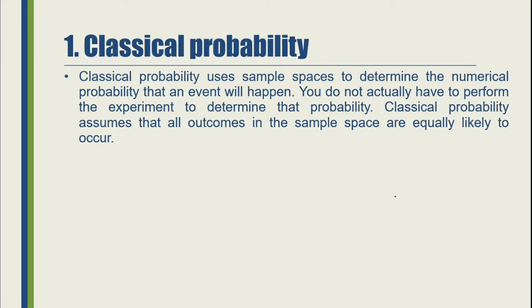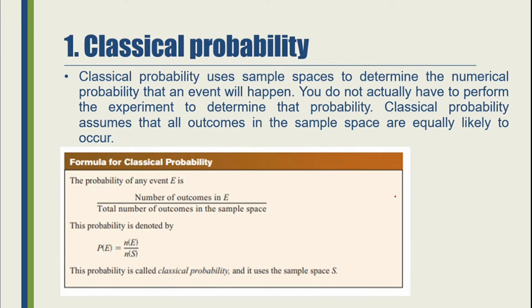When I talk about classical probability, it uses sample spaces to determine the numerical probability that an event will happen. You do not actually have to perform the experiment to determine the probability. Classical probability assumes that all outcomes in the sample space are equally likely to occur. So here's the formula for classical probability.